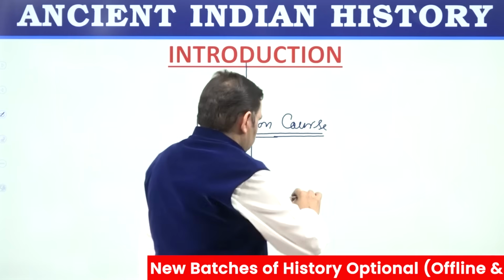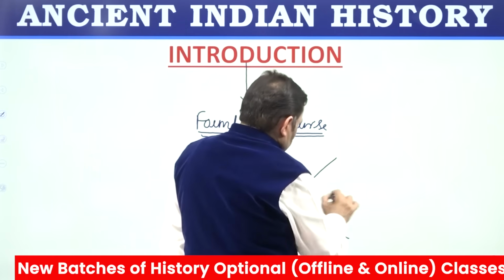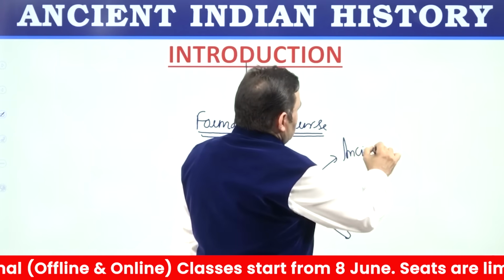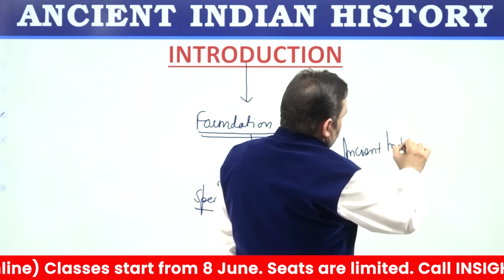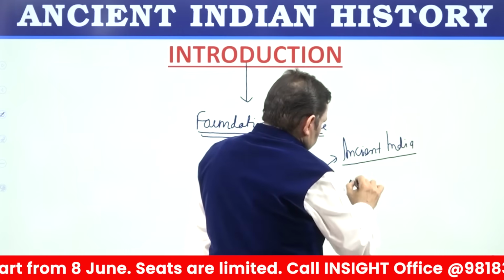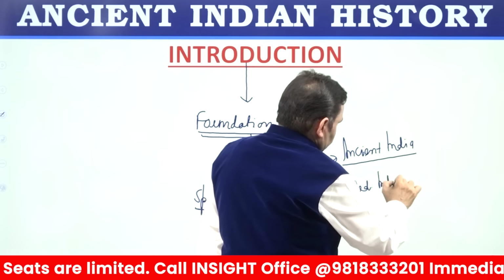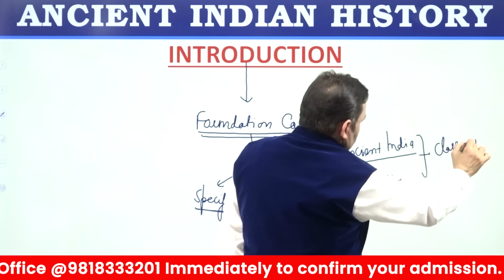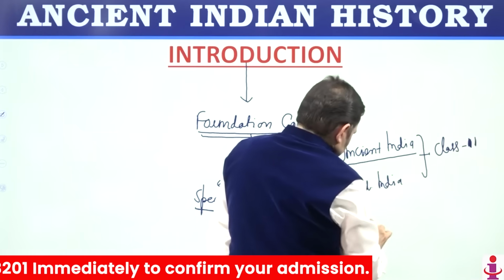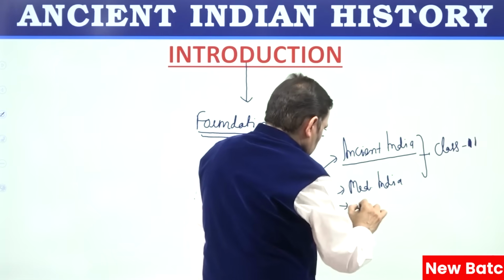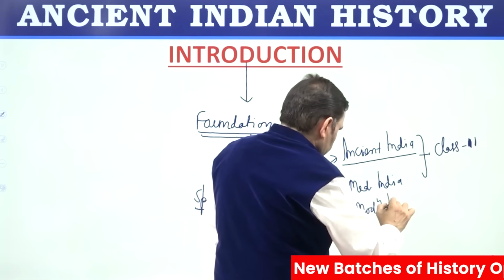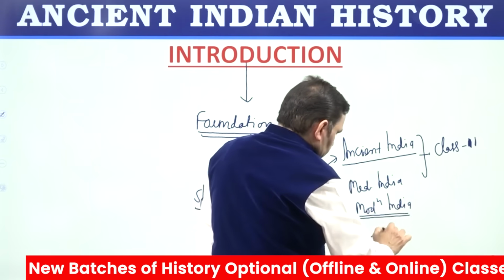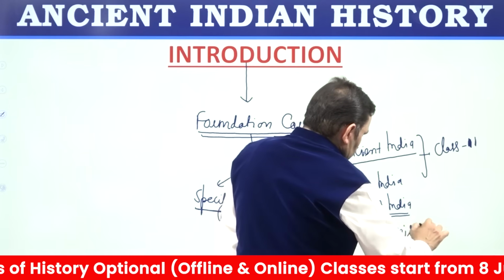For example, in Indian history we have 3 NCERTs. NCERT of Ancient India, that is class 11th. NCERT of Medieval India, that is class 11th again. These 2 books are from class 11. NCERT of Modern India and NCERT of World History. These Modern India and World History NCERTs are from class 12th.